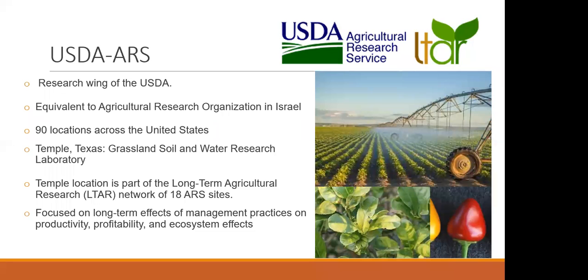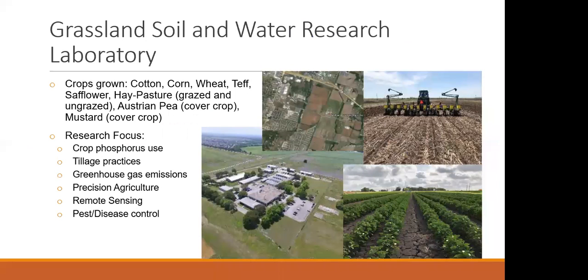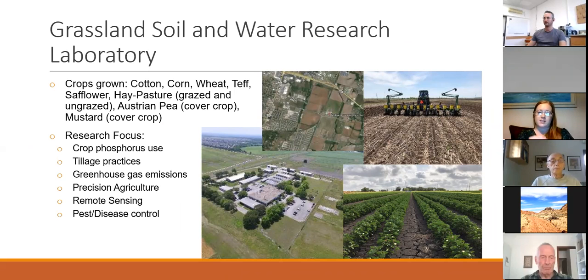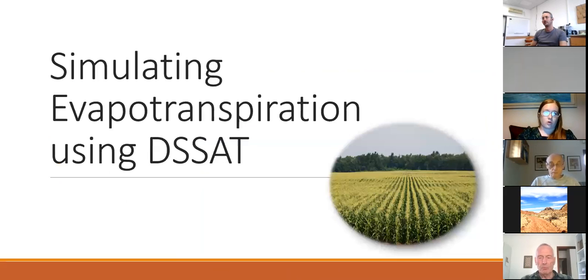of subcategory of 18 sites, which focuses on long-term management effects on various agronomic properties like productivity, profitability, and ecosystem effects. So at our site, we primarily grow corn, cotton, wheat, teff, safflower, and then we have a lot of hay pasture and some cover crops like Austrian pea and mustard. Our current focuses are things like crop phosphorus use, tillage practices, greenhouse gas emissions, which is my main focus, precision agriculture. We also do some work with remote sensing and agricultural disease control.